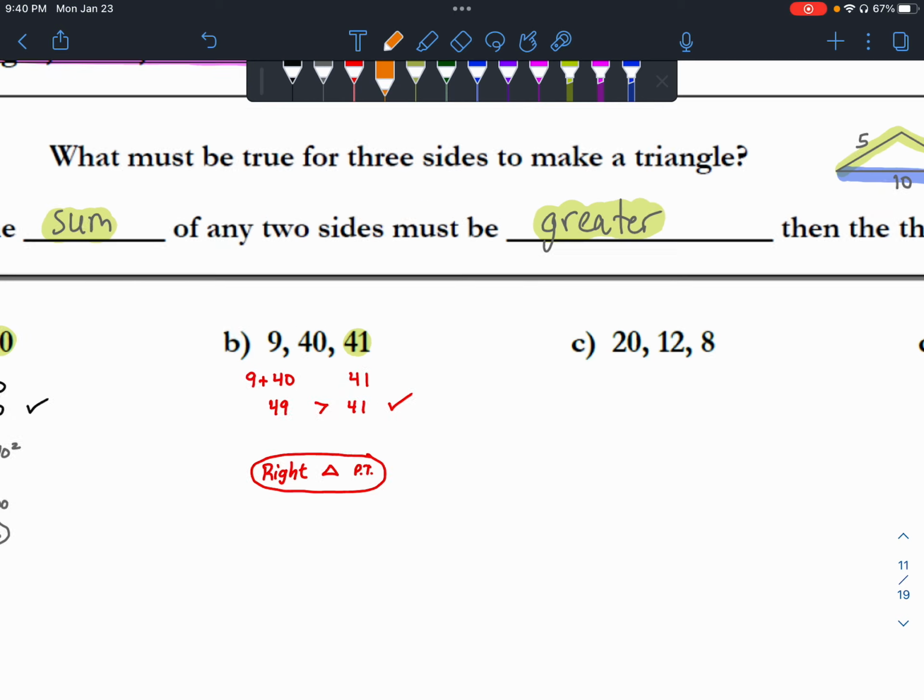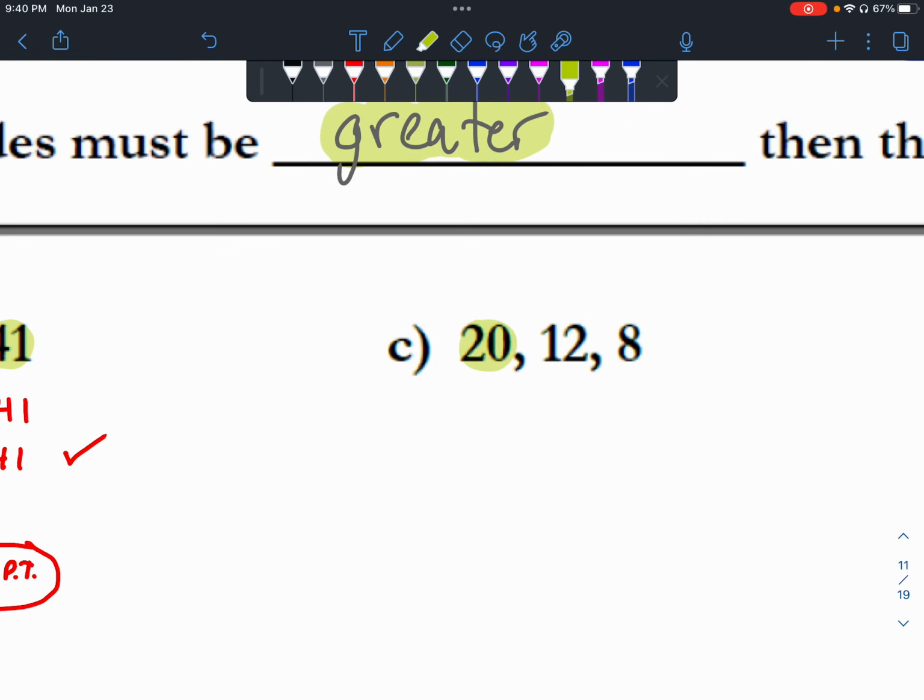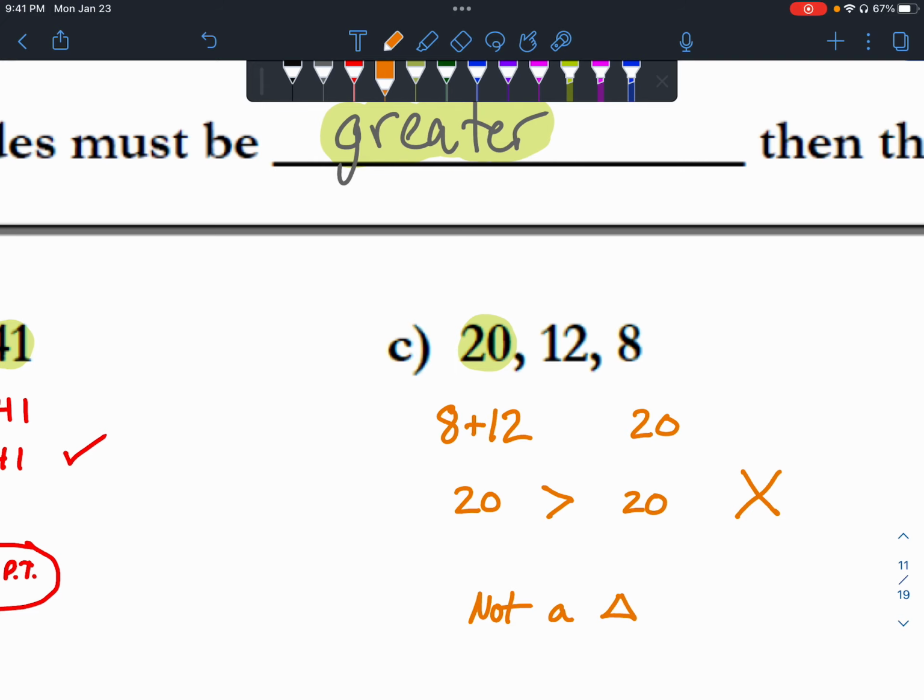Letter C. Let's find that largest side. Let's see if my two smaller sides add up to be bigger than that. I have an 8 plus a 12. If I look at this, at first you might think this could work. But unfortunately, remember, you have to be strictly greater than. 20 is not larger than 20. It's only equal to it. So this one does not work because it is not greater than those values. So this is actually not a triangle at all.